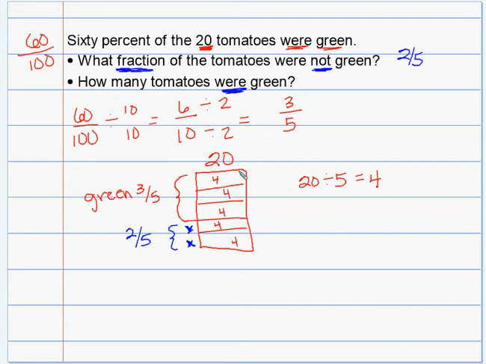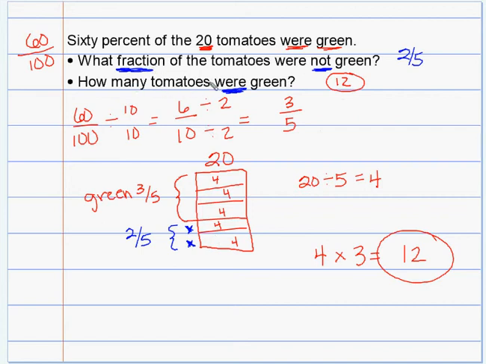How many are green? Well, I have 4 in each group. And how many groups do I have? I have 3 groups. So how many tomatoes do I have? 12 tomatoes. So I'm going to put that up there. 12 tomatoes are green.